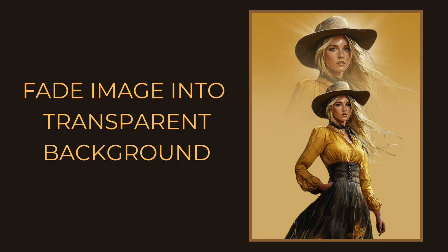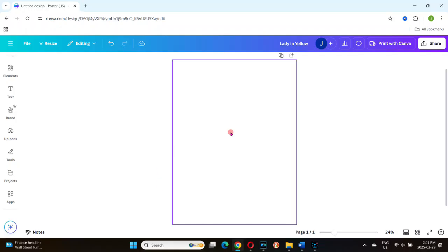In this video, we'll show you how to fade your image into the background using gradients. First, make sure you have a design open in the Canva workspace. Next, bring an image onto the canvas.